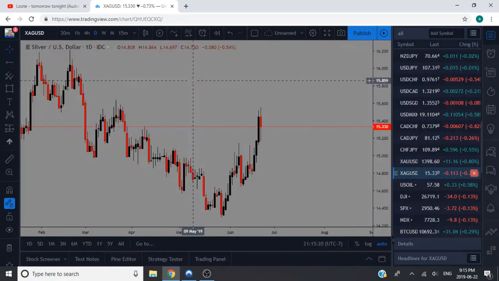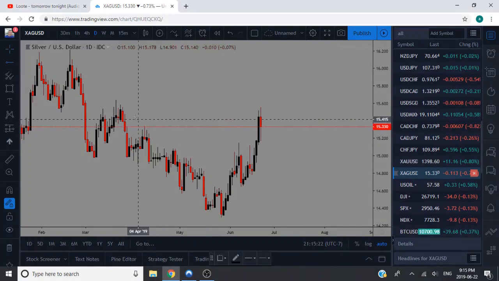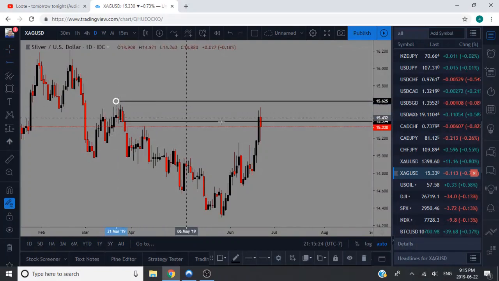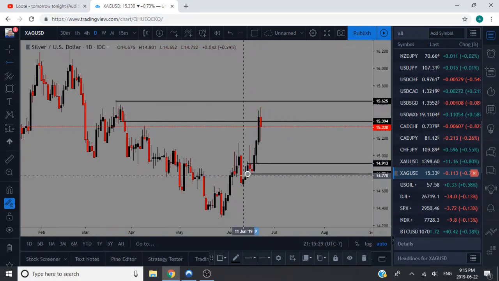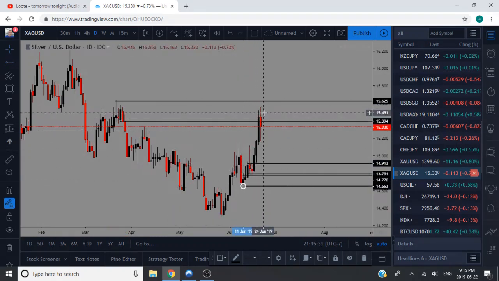Silver. I liked silver. This is the daily chart of silver. I like this supply where it's at right now, and then demand wouldn't be till down there. So especially, it's a good area for income shorts right now.